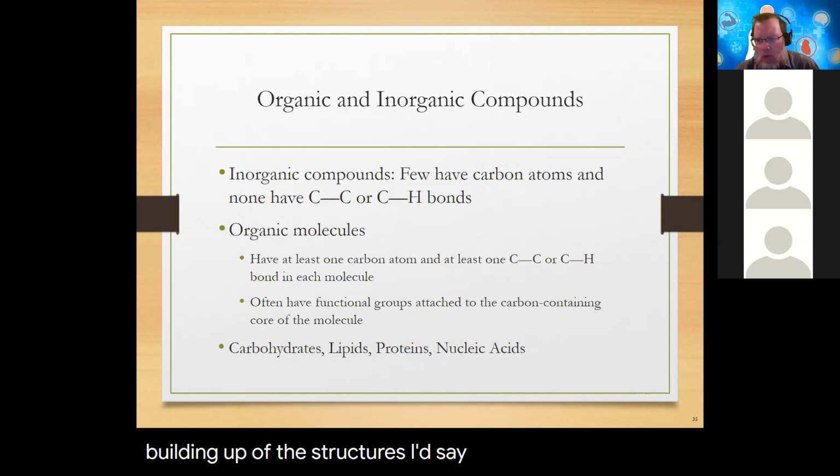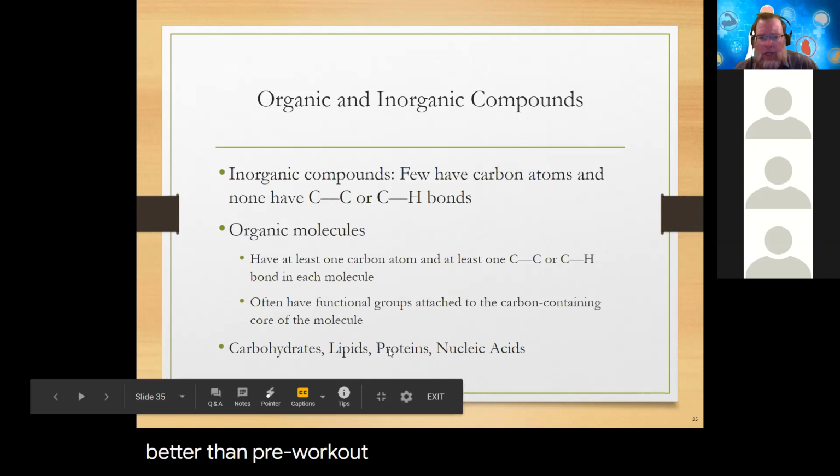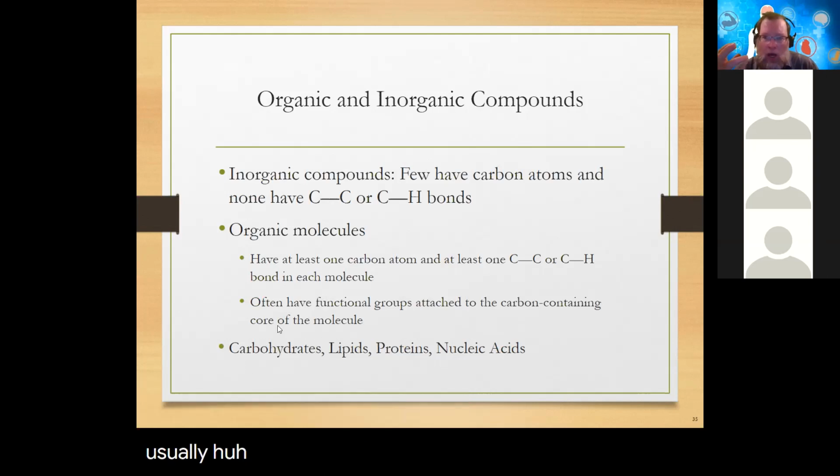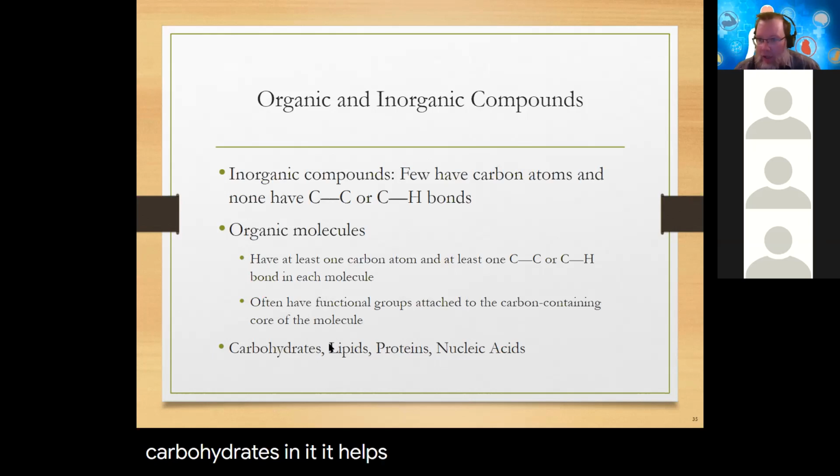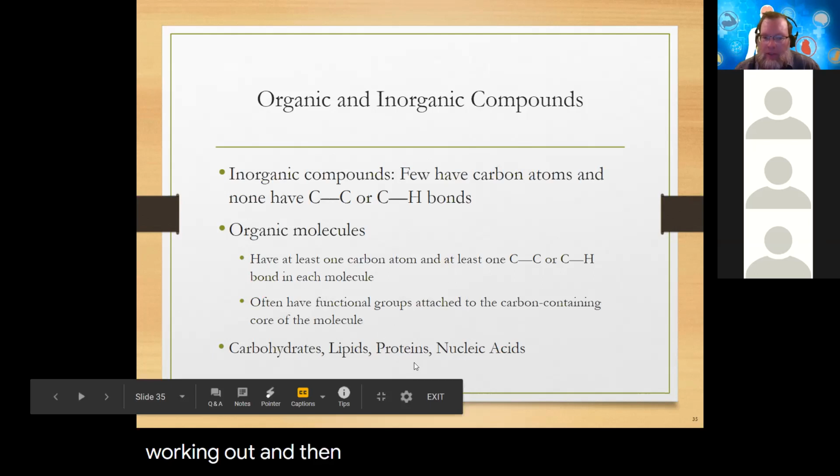I'd say post-workout protein is better than pre-workout. Generally, you need energy. So usually honey and water is going to be your best energy source. It's your fastest energy. Honey has the right kind of carbohydrates in it. It helps to repair tissue even while you're working out. And then proteins are good for maybe post-workout.